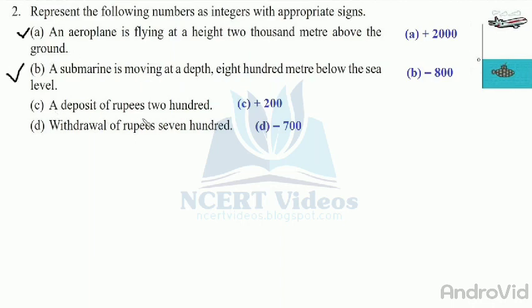C part, a deposit of rupees 200. Suppose you are depositing 200 in your bank. So it would be added to your bank. Therefore it is plus 200. Now D part, withdrawal of rupees 700. Suppose you have 1000 and you took 700 out of it. That means you are left with only 300. This means minus 700. Therefore it was your question number 2.